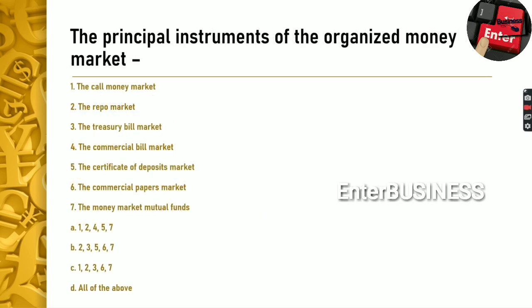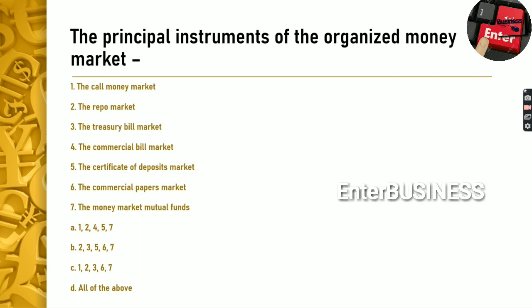The next one is the principal instruments of the organized money market. First one, the call money market. Second one, the repo market. Third one, the treasury bill market. And fourth one, commercial bill market. And fifth one, certificate of deposit market. And sixth one, commercial papers market. And seventh one, money market mutual funds.